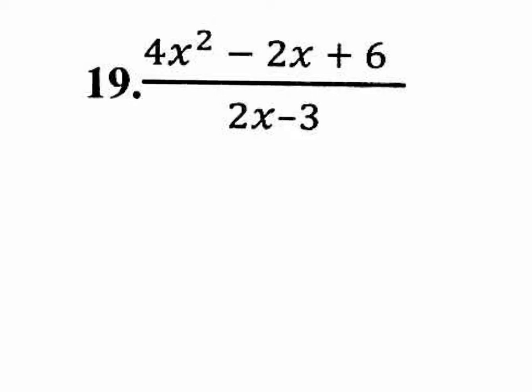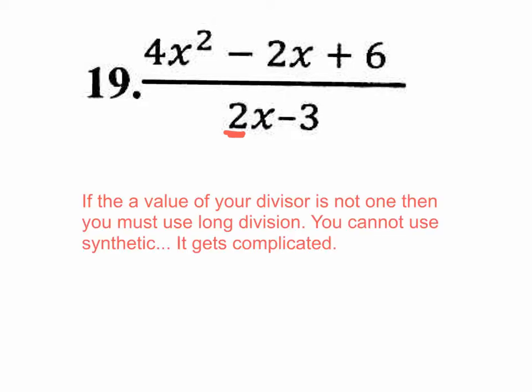So right here we have the a value of 2. You do not want to use synthetic division right here. I'm sorry, if you have an a value other than 1, you have to use long division. Once again, if the a value of your divisor is not 1, then you must use long division, okay? So right here, even if you wanted to use synthetic division, it gets a lot more confusing, so it's better to just go with long division, okay?